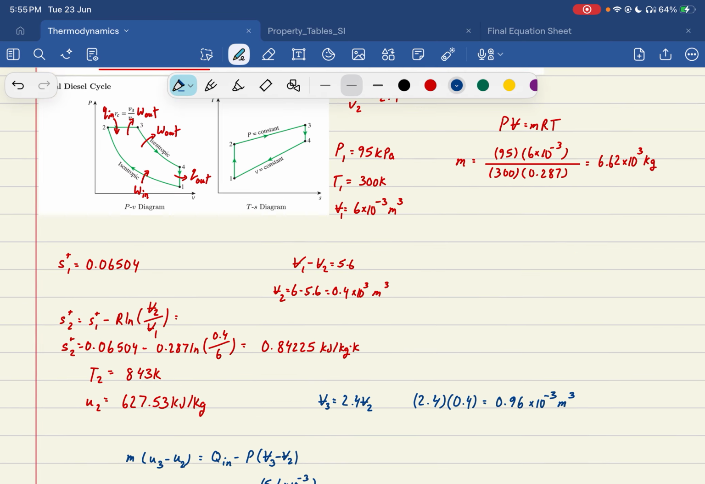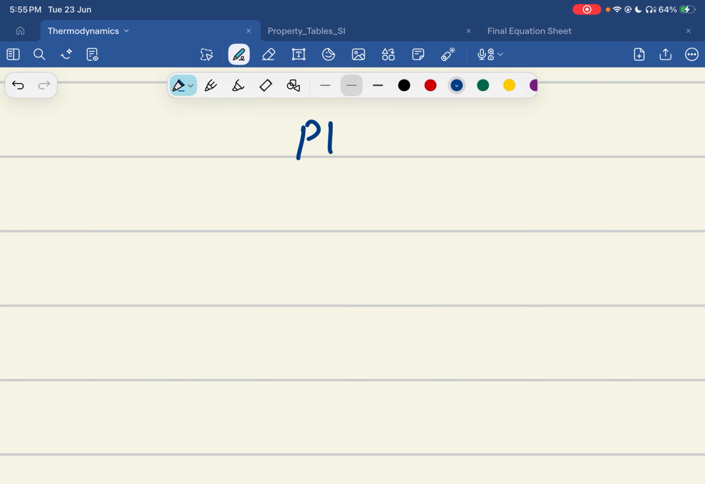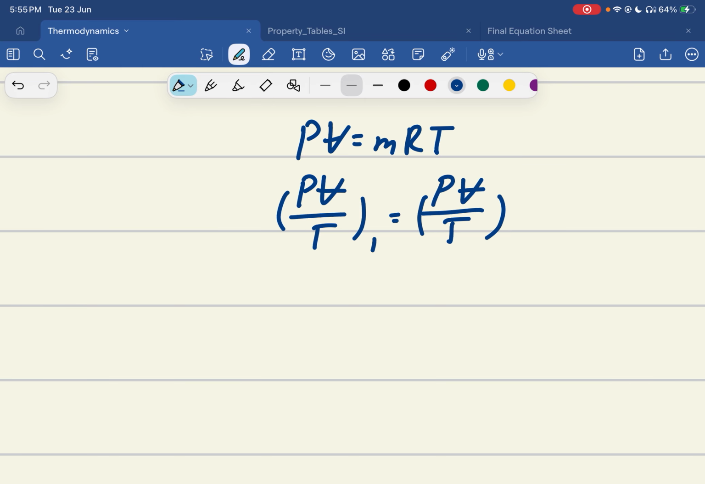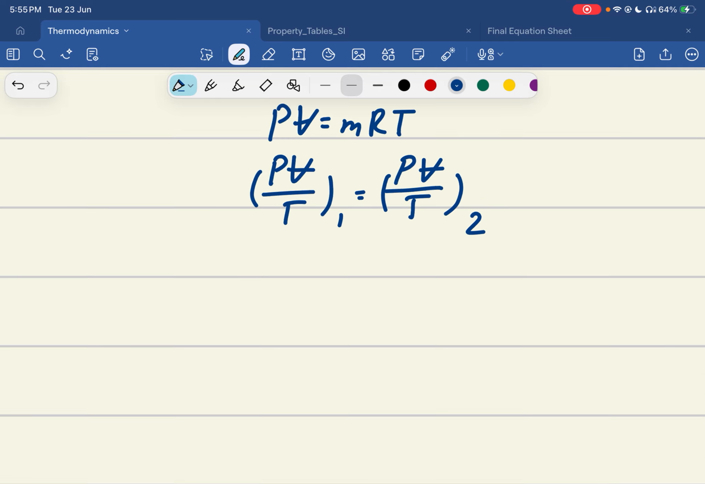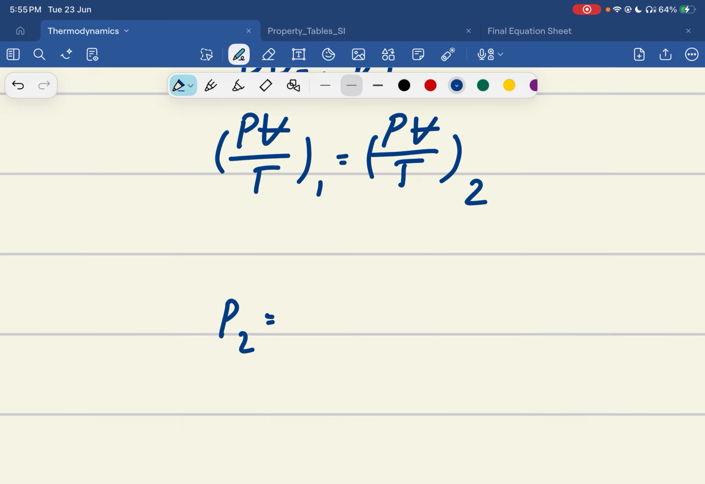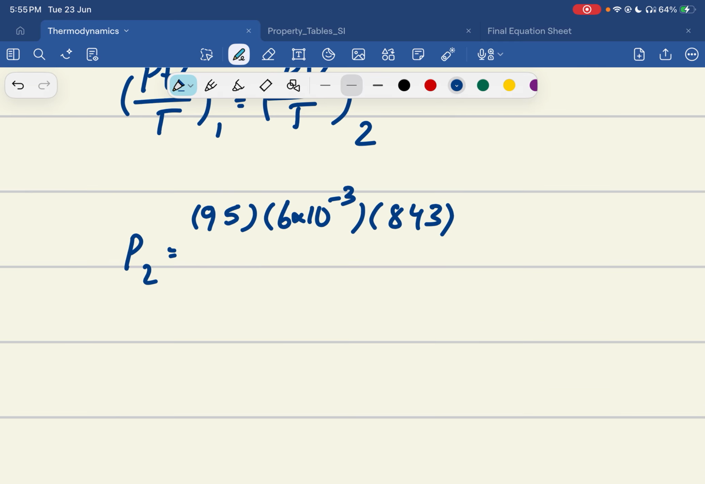So from the pressure, we need to find it by saying that PV equals MRT. Mass is constant, R is constant, so you can just say PV over T of state 1 equals PV over T of state 2. We have everything, so we can say that P2 equals 95 times 6 times 10 to the negative 3 times 843 for the temperature over 300 over 0.4 times 10 to the negative 3.